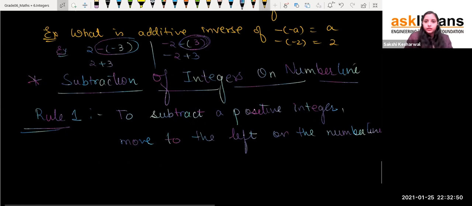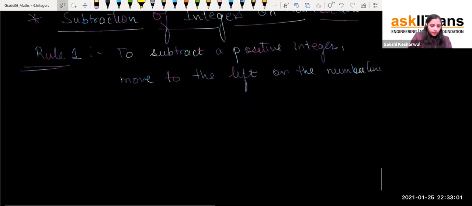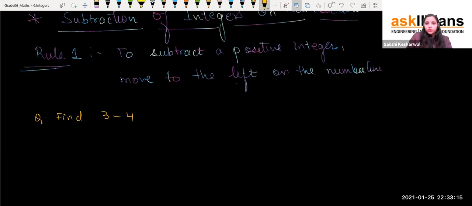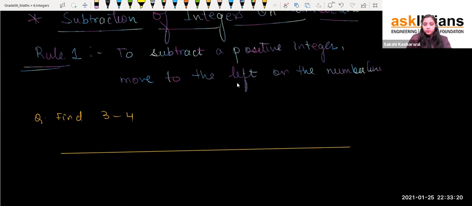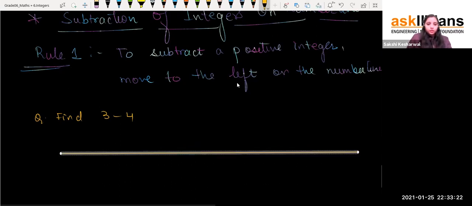If I give you a question like this, subtraction is just the opposite of what, beta? Addition, right? So if I give you the question, find 3 minus of 4, right? First you will make a number line. It says that to subtract a positive number, you have to move left, right? So what do you have to do?